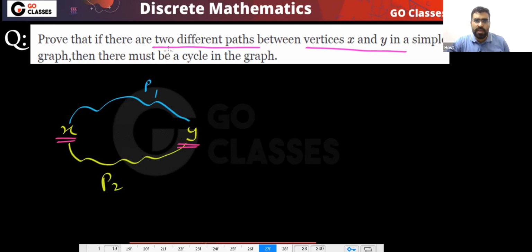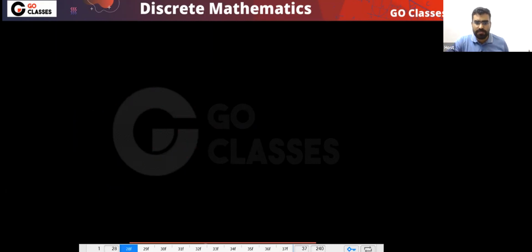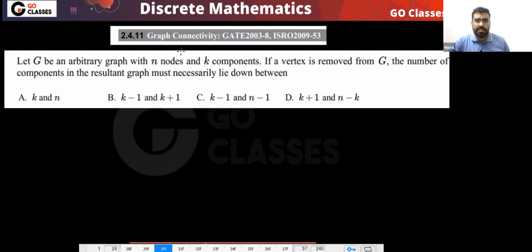So if there are two different paths between some vertices x, y in a simple graph, then there must be a cycle in this graph. So this type of graph must definitely be a cyclic graph. Okay, very simple question. Okay, next.